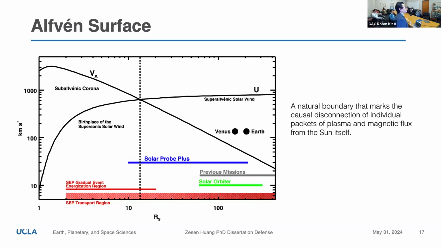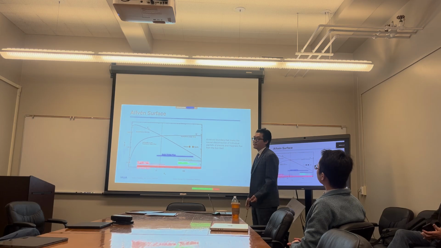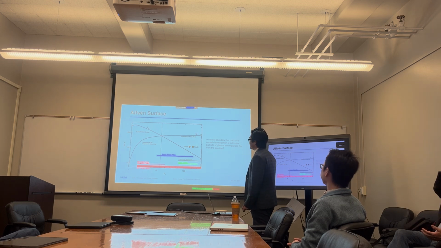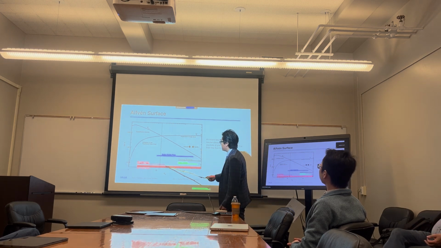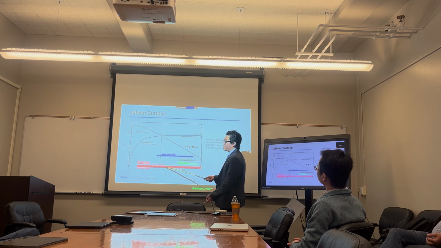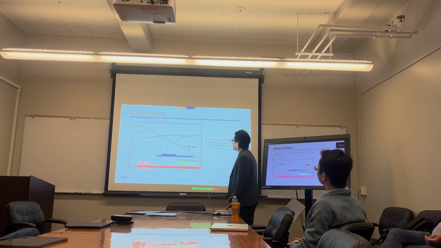And why does Solar Probe actually matter? Why do people claim that Solar Probe is actually touching the sun's atmosphere? Because the outer boundary of the solar corona, or the outer boundary of the solar atmosphere, is defined by this radius, which is often considered to be at 15 solar radii. It's called the Alfvén surface.